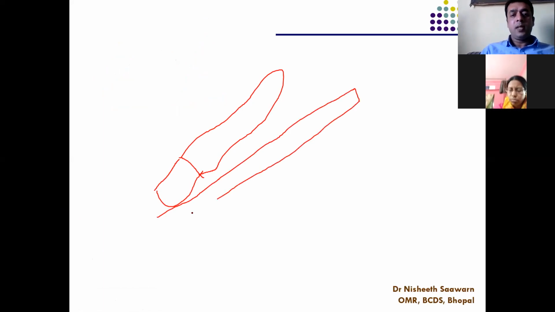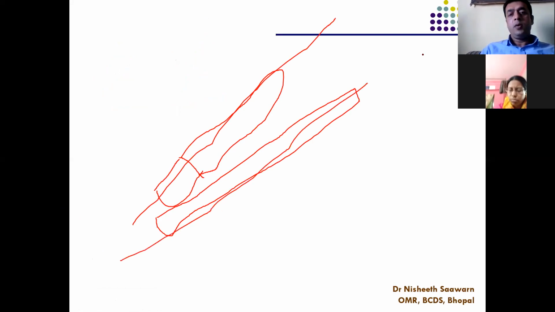Fine, and this is the film. This is the long axis of the tooth, and this is the long axis of the film. If we extend them, at some point the long axis of the tooth and the long axis of the film will make an angle. This is the angle being made.